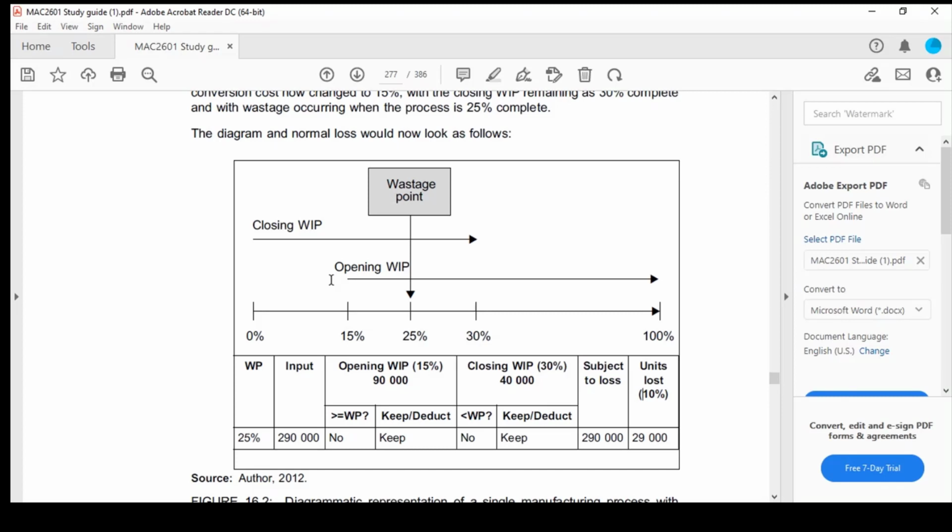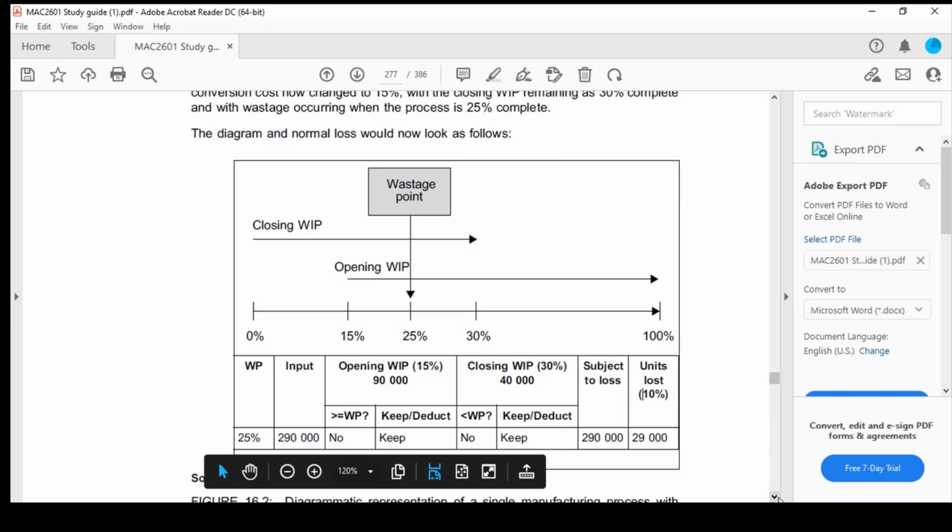And this is over and above what you know in terms of process costing, how it works. We just want to see how much of these units are we going to lose. That's all we're solving here. It's just that when it comes to the opening WIP and the closing WIP, you need to understand the rules of saying, do I keep it or do I deduct it? We'll do a question.